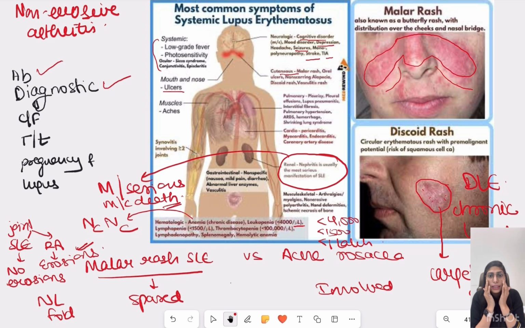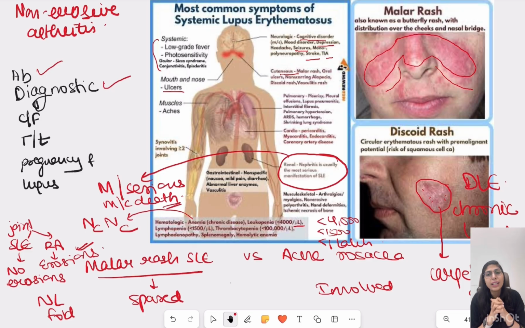Then coming down to the skin. So butterfly rash, malar rash, sparing the nasolabial fold, which is the difference between a rash of SLE and a facial rash of acne rosacea. Then we talk about the mucosal covering. So oral ulcers in SLE are going to be painless, while oral ulcers in Behçet are painful ulcers. Then, while we are talking about cutaneous, again chronic cutaneous discoid lupus, carpet tack sign, remember that.